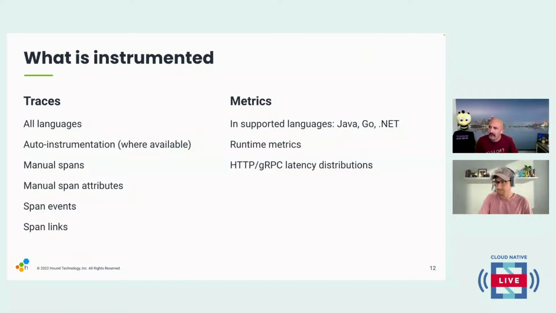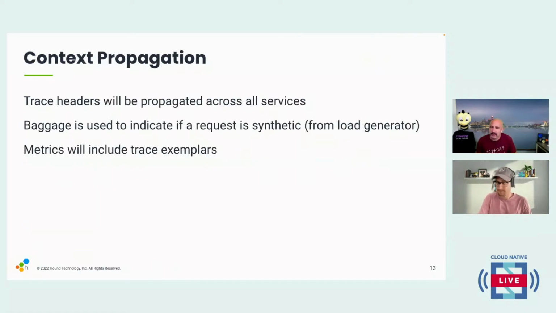Now, one more thing we wanted to add, and this is a tricky one, is context propagation. It's very important in tracing to do this, so all the trace headers will propagate properly. We kind of already do it for you out of the box.